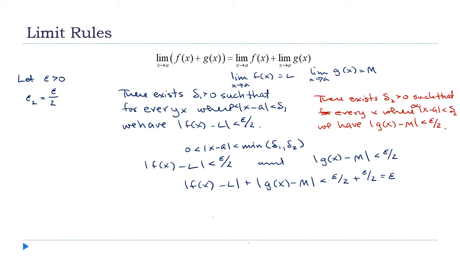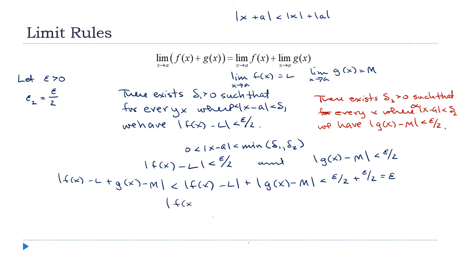Excellent. Now here's the little trick, and you may not have seen this before. It's called the triangle inequality. The triangle inequality says the absolute value of x plus a is less than or equal to the absolute value of x plus the absolute value of a. You notice how that's what I've got here, two absolute values being added together. So the triangle inequality says this is greater than or equal to the absolute value of f of x minus L plus g of x minus m.